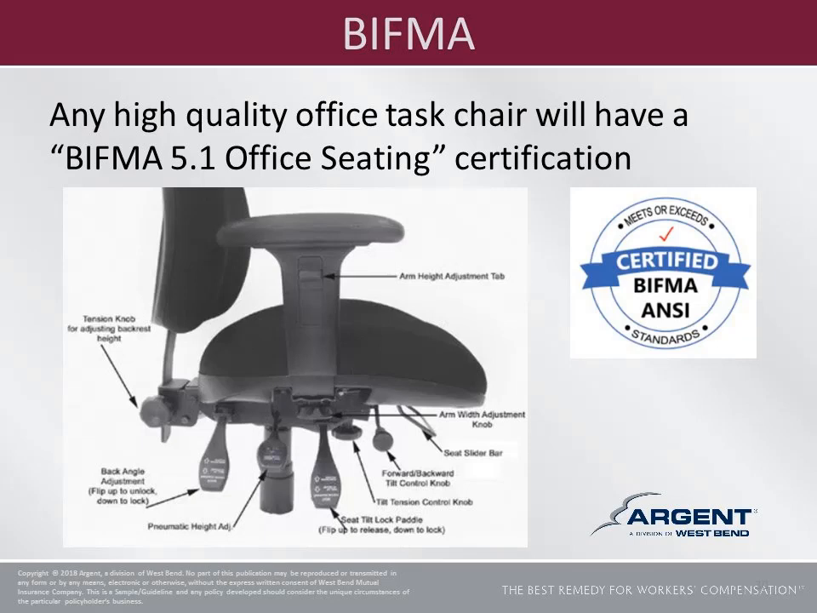Look for a BIFMA label or seal on the bottom of an office chair. The current standard is the BIFMA 5.1 office seating standard. Another good sign is to see a chair that has at least 7 adjustable features as shown in the picture. If you see a chair that has this many adjustments, it likely will be a higher quality chair. Let's review some of the chair's core features.